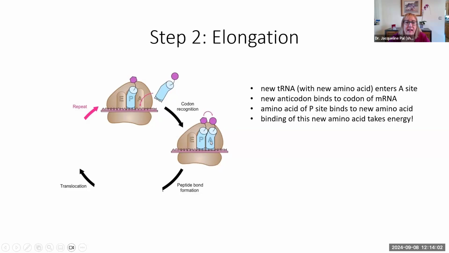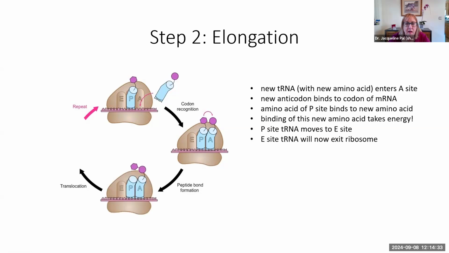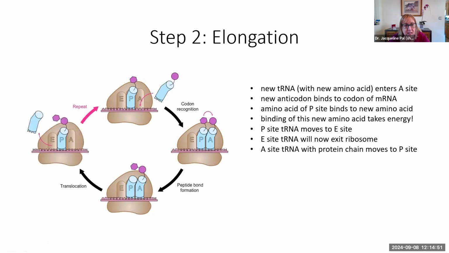Once this transfer RNA is in the A site, then the amino acid or the protein chain found in the P site will detach from that transfer RNA and bind to the new amino acid. Now, this is going to take some ATP. Yes, energy is going to be used. And then you have a naked transfer RNA, and this whole thing is going to shift over, so that this P site transfer RNA moves to the E site and will exit. And now this A site transfer RNA with the long peptide chain moves to the P site.